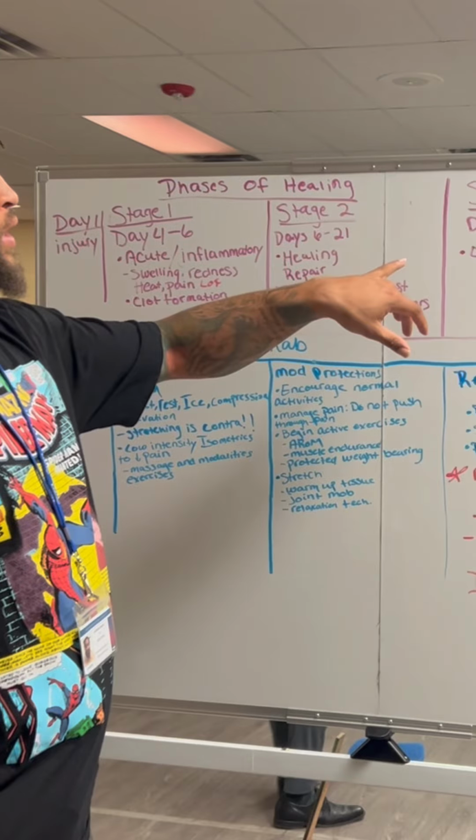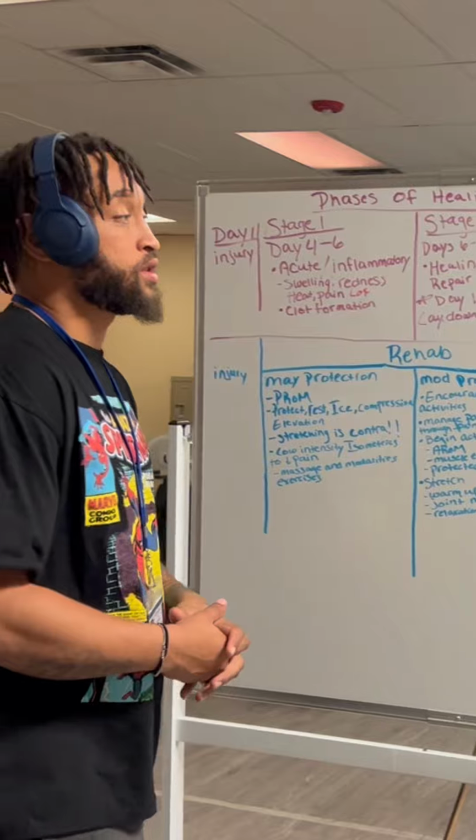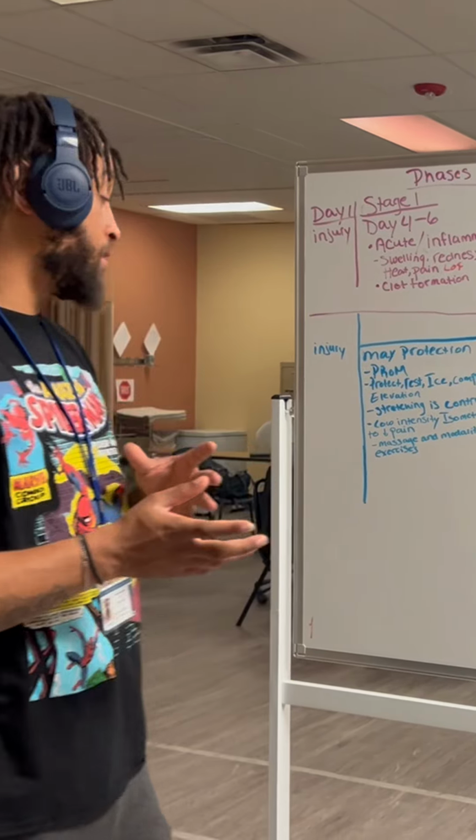When we get to stage 3, that's day 21. This is when the collagen matures. It's going to be like concrete hardening inside that affected extremity.